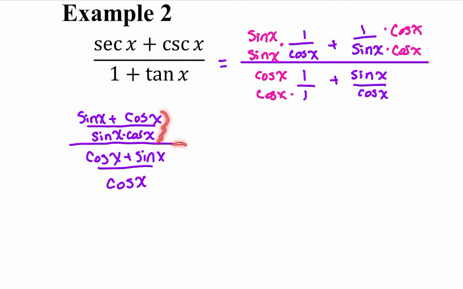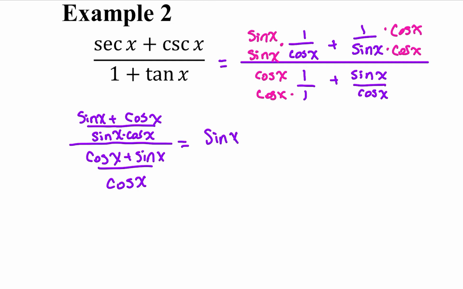But at this point, I do have a fraction divided by a fraction. So in this case, I know I can do my keep, change, flip. I'm going to keep the bottom the same. Keep the top the same. So sine of x plus cosine of x all over sine x, cosine x. Multiply, and then take the reciprocal of this to multiply it here. So that means cosine of x goes on top, and the denominator becomes cosine of x plus sine of x.